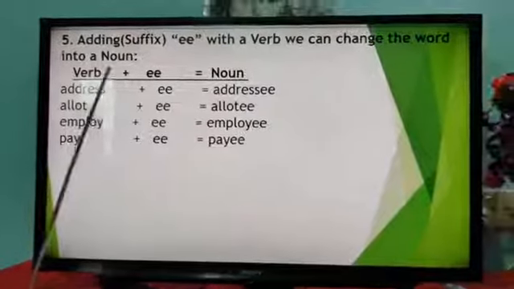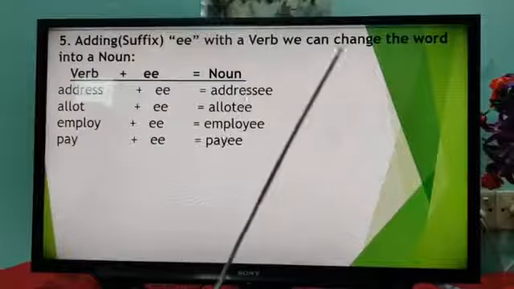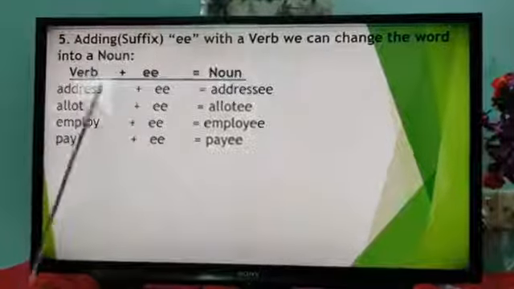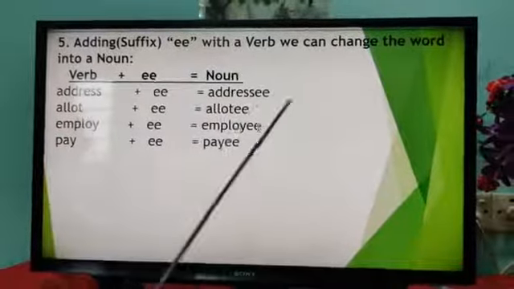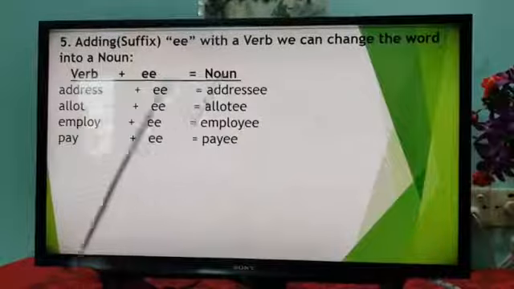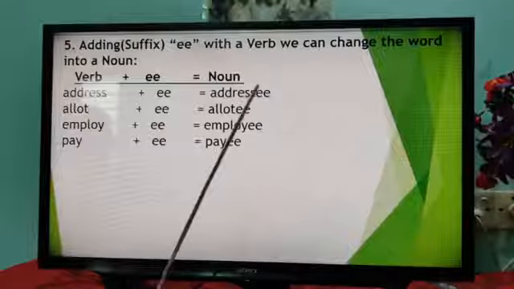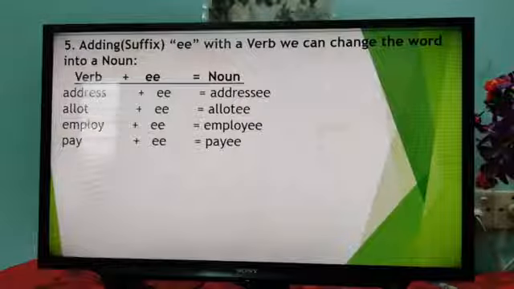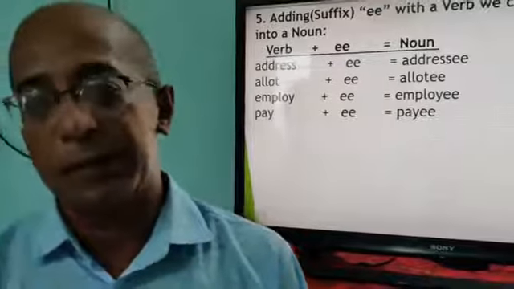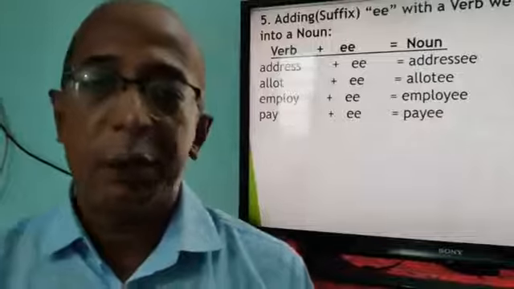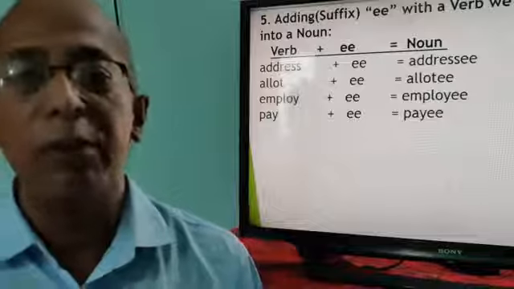Number five, adding suffix ee with a verb, we can change the word into a noun. If we add ee with a verb, we can make it a noun. So the main purpose of using suffixes is to change the parts of speech, because in sentences we need to use different kinds of parts of speech according to the demand of the sentence.